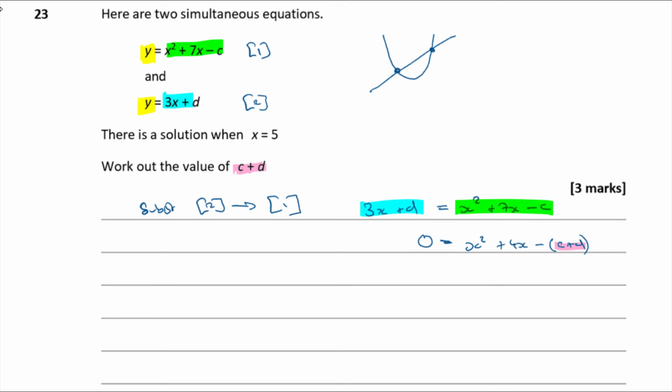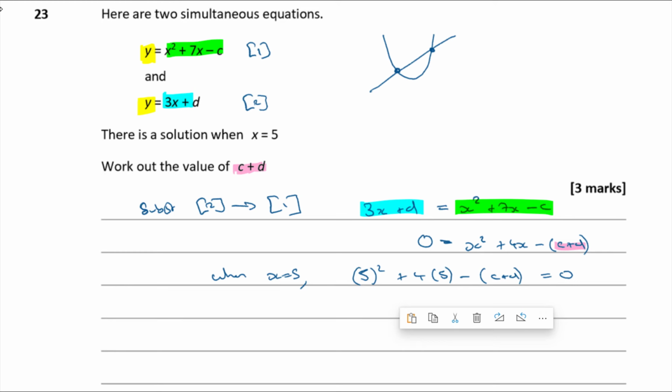Now I'm told that there is a solution for this when x is equal to 5. Okay, so this is true when x is 5. So when x is 5, what does that give us then? So that tells me that 5 squared plus 4 lots of 5 minus c plus d has to be equal to 0 then, isn't it? It's going to have to be true for that point there. So 25 plus 20 minus c plus d is equal to 0. So 25 plus 20, that's 45. And then taking my c plus d, which is negative, from one side and bringing it over to the other side, I get c plus d is equal to 45. Okay, and I think that's just my answer, isn't it? c plus d is 45.